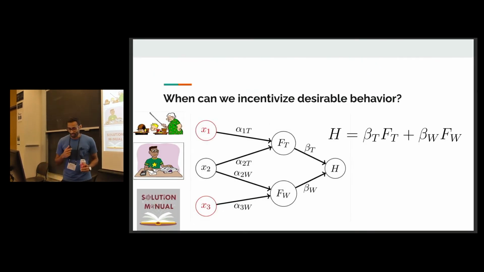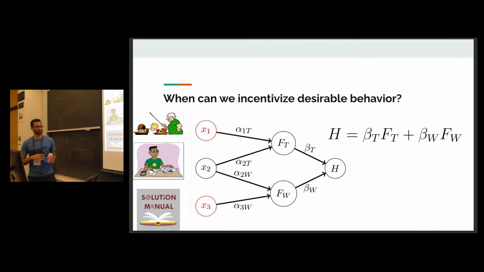And so as a teacher, my question might be, when can I incentivize desirable behavior, right? All I get to do is set a grading scheme. And let's say we restrict ourselves to linear grading schemes for now. So I just say, your grade will be some linear combination of your two assignments. Okay? How can I incentivize a student to do the thing that I want to do, which is to study?